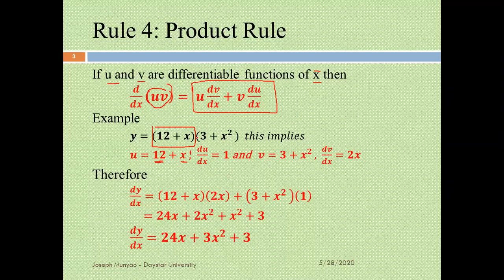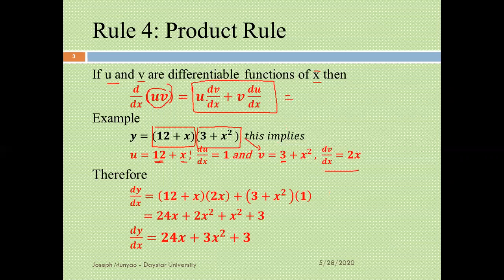So when you finish that, you take the other part here, which becomes your v. So v is equals to 3 plus x squared. If you differentiate, the derivative of a constant is 0, x squared becomes 2x. So this is dv dx. So you start to replace them in this formula.